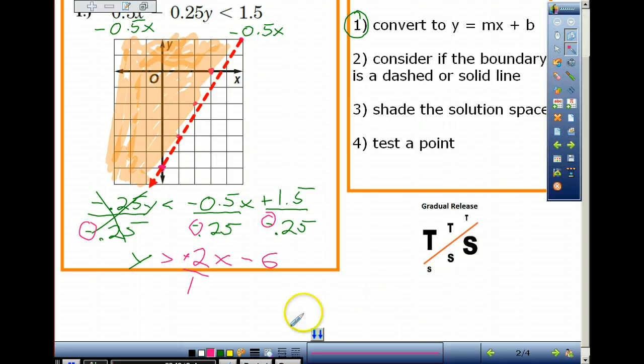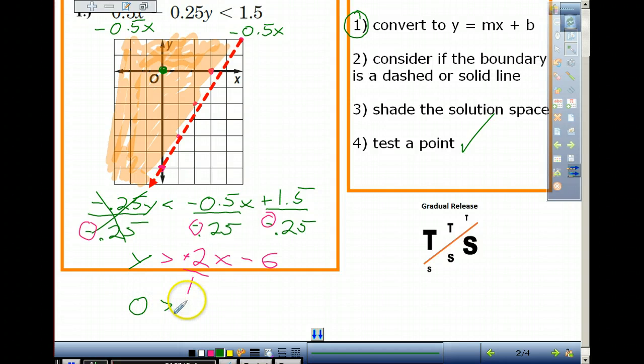Don't waste too much time on that. Alright, last step is what? That's fine. Well, test point. What point should you test? 0, 0. So should we get a true or false? True. Let's plug it in right here. Let's see what you get. Is 0 greater than 2 times 0 minus 6? Yes. Yeah, so we shade the right area.